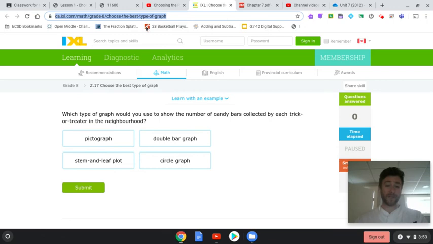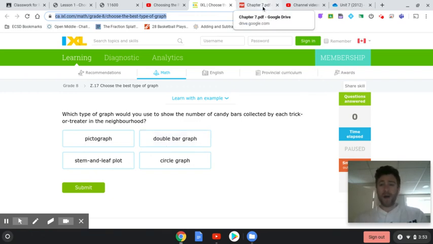This one right here is a quiz. So if you go to IXL Math here, this one is just going to give you a situation, and then you have to decide which one would make the most sense. Just a quick little activity. You press submit, you get your answer, you move on. Okay, so that's going to be there for you.